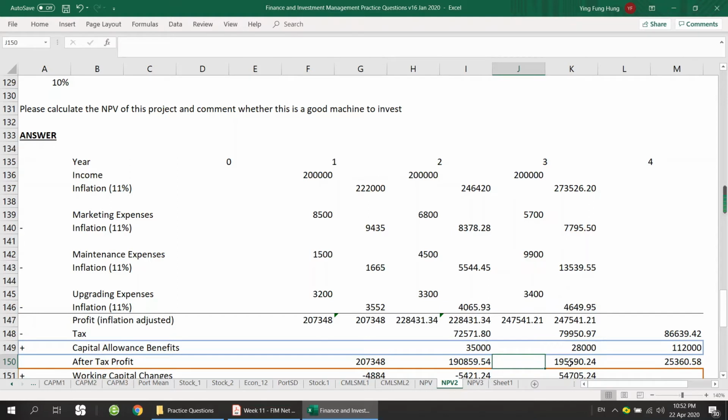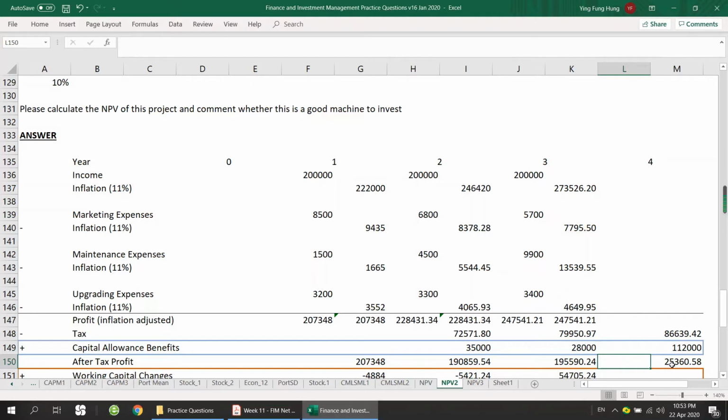And for the third year, we'll be getting a profit of 247.54121 thousand. We have to deduct the tax of 79.95097 thousand, and we can get a capital allowance benefit of 28,000. And if we put these three numbers together, we'll get an after-tax profit amount of 195.59024 thousand.